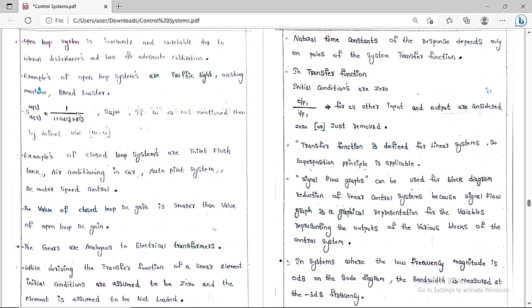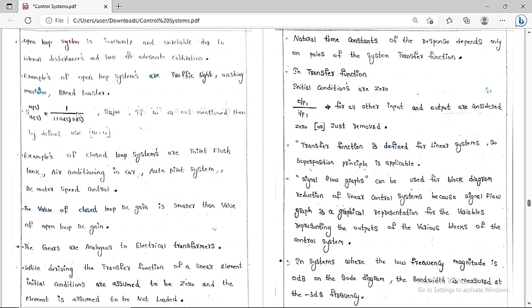The next one: the value of the closed loop DC gain is smaller than the value of the open loop DC gain. I have already told you the DC gain of the open loop system is very high, whereas the closed loop gain is very low.